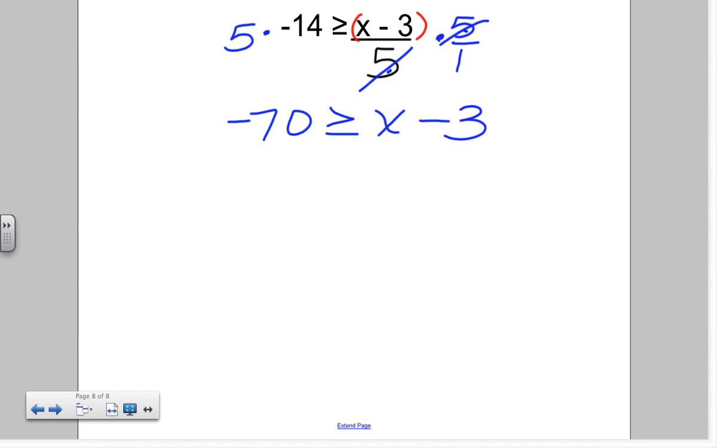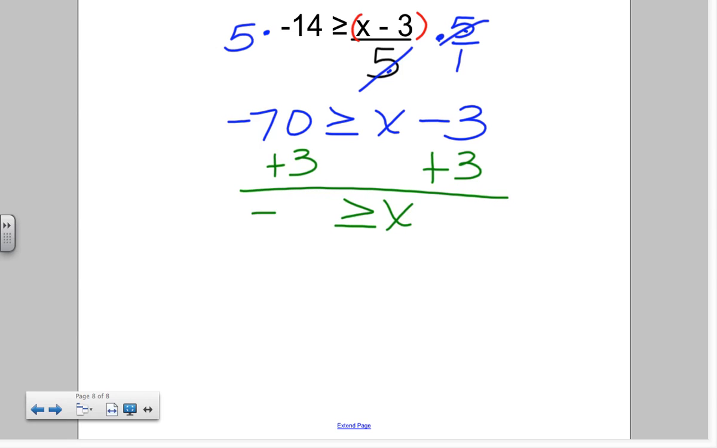From here, what are we going to do to both sides to get x by itself? Talon? Add 3 to each side. Yes, nice. So we're going to add 3 to each side. So right now we have x is less than or equal to what? Negative 67. Emma, you good with that? All right.